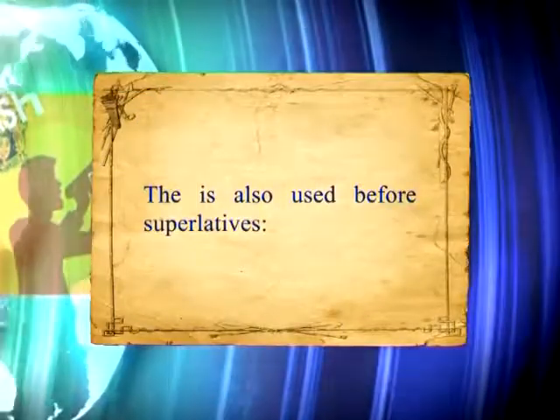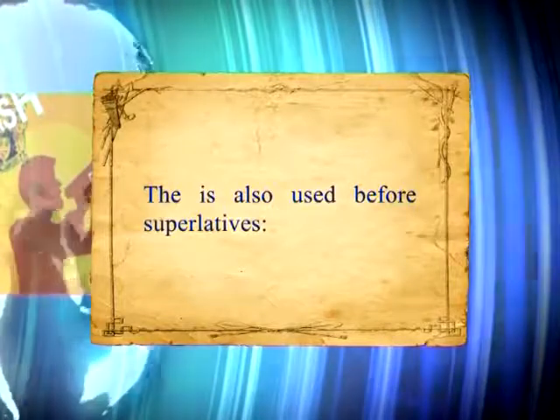Da is also used before superlatives. Adjectives in English have three degrees: positive, comparative and superlative. Just like a verb has three forms: present, past, past participle. So adjectives have three different forms.